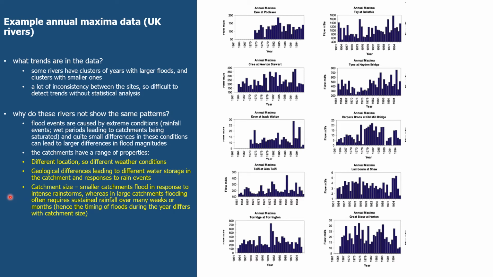Smaller catchments tend to flood in response to intense rainfall. In the UK, that's often in the summer period, whereas in large catchments, it may mean rain falling for many weeks in a row. It can also involve snow in the UK and the melting of that snow in some of our big northern catchments. So location, geology and landscape, catchment size can all affect the response of rivers to flood generating events, to storms, and in the Philippines case, typhoons. So we should expect some differences.